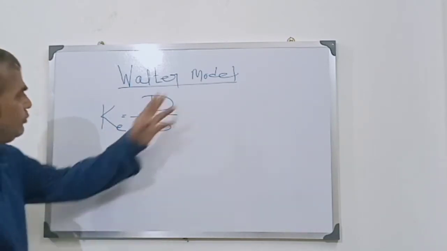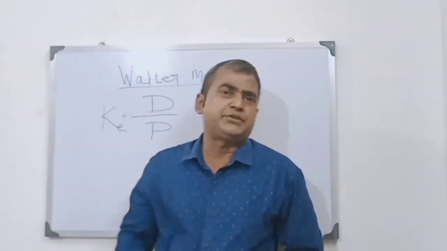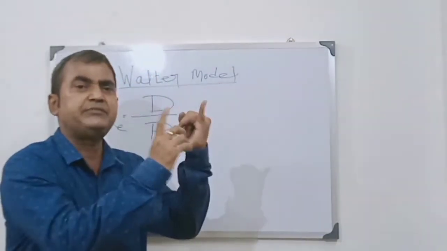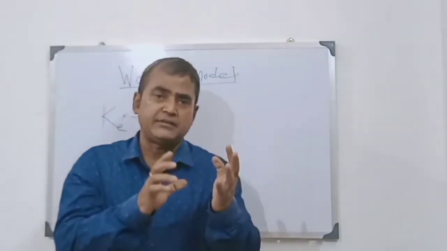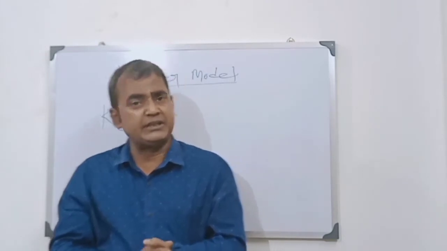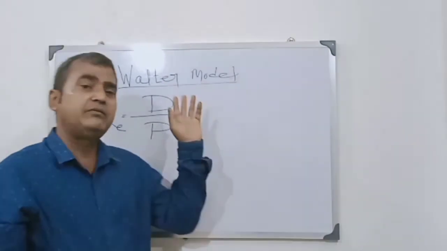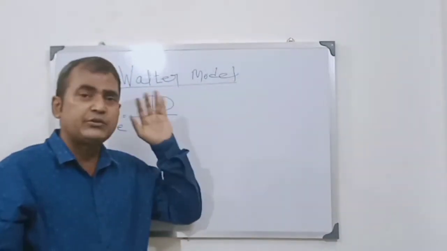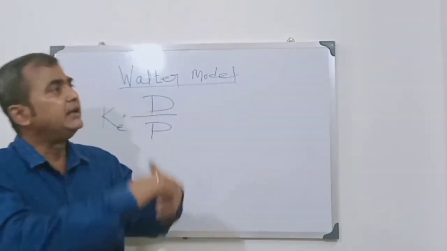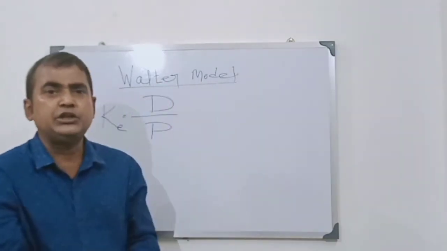Now, in the Walter model, certain assumptions are there. First assumption is only equity firms are considered. The firm which raises long-term loan or debt should not be considered. Next is the business, the company is the main concern and risk is unchanged, and for a given risk it will continue forever.